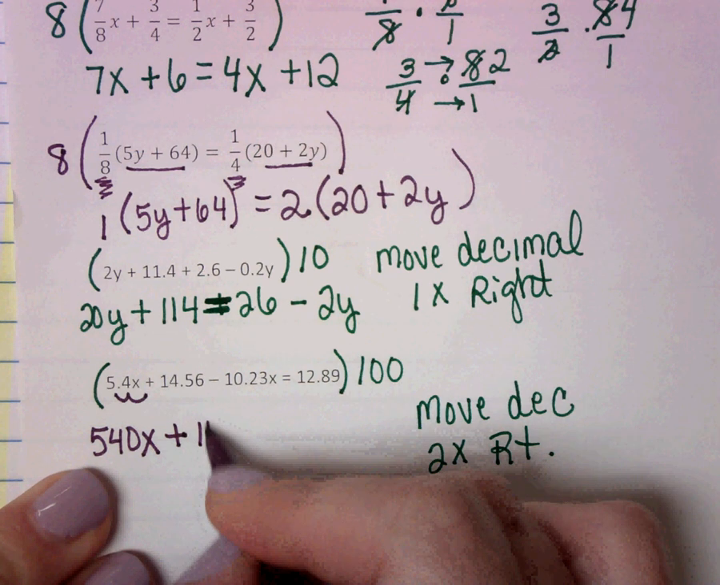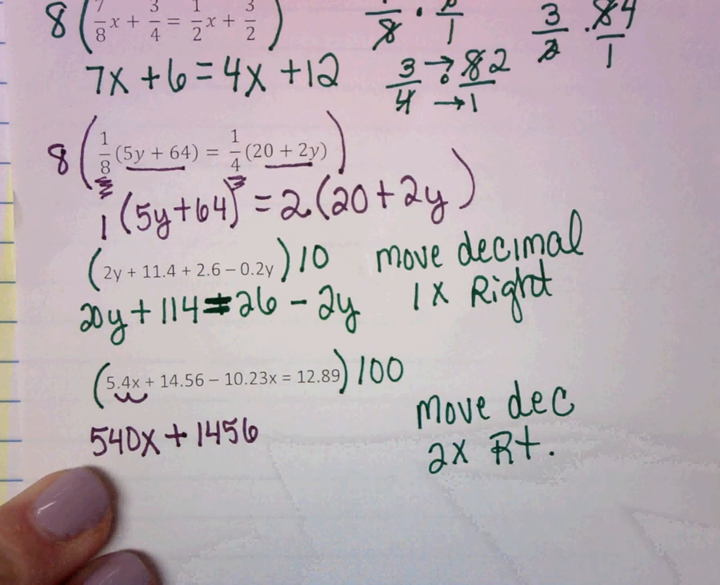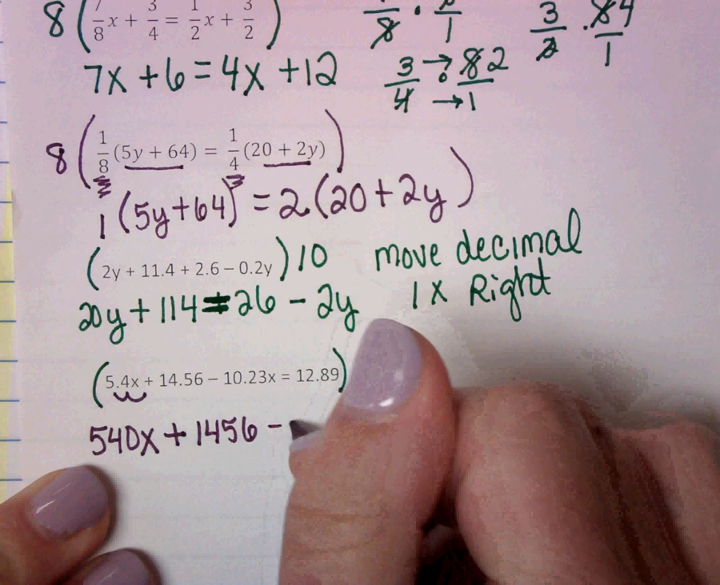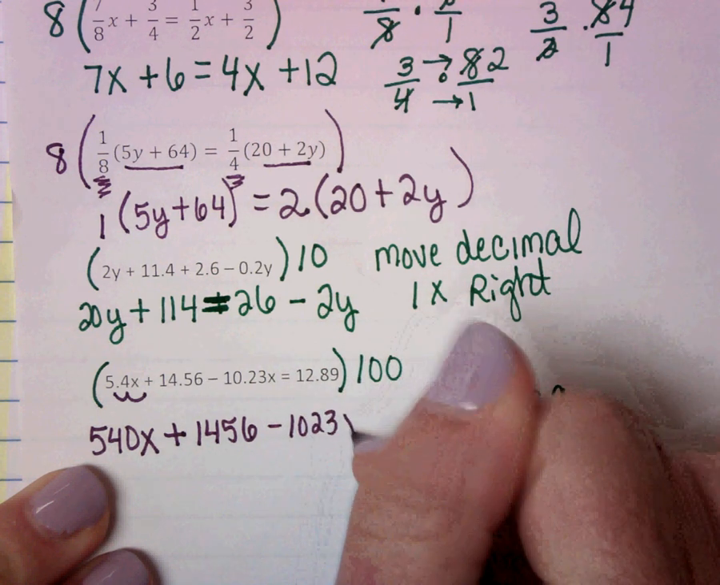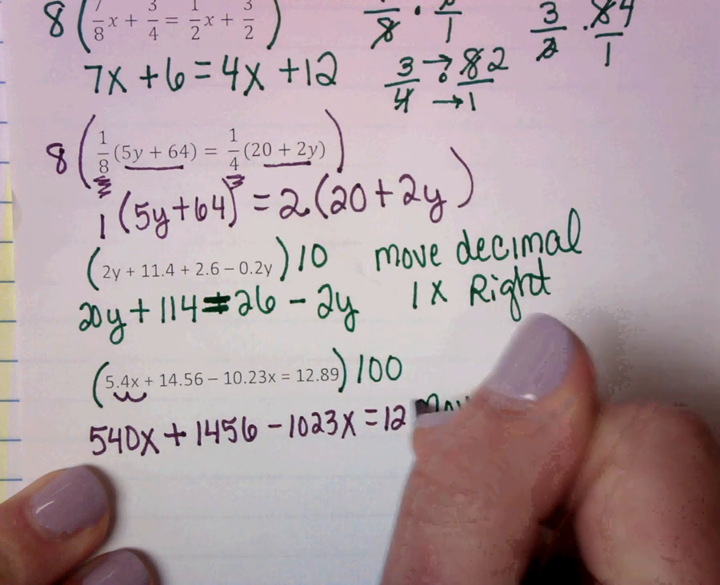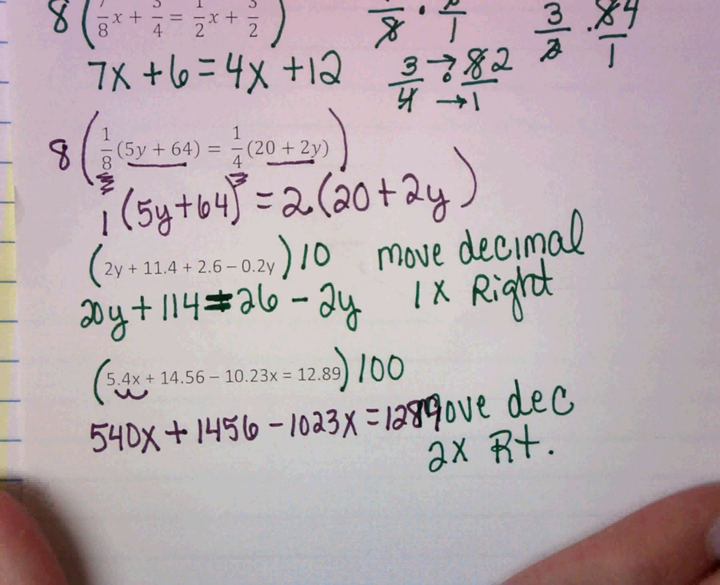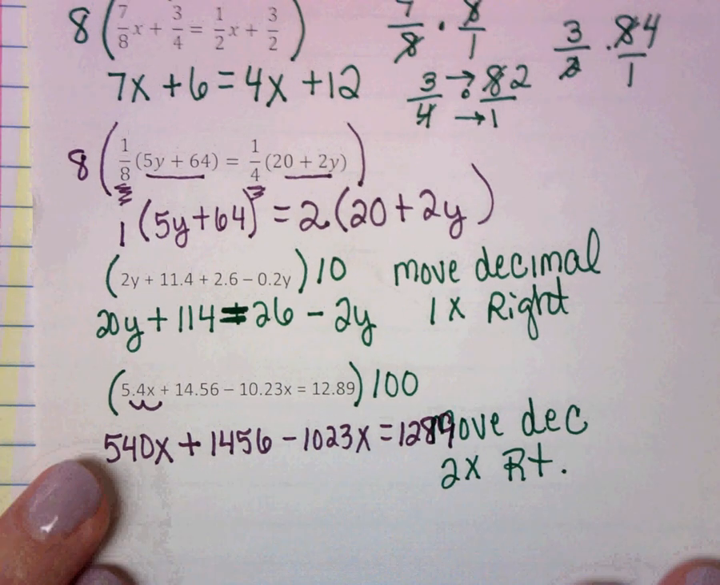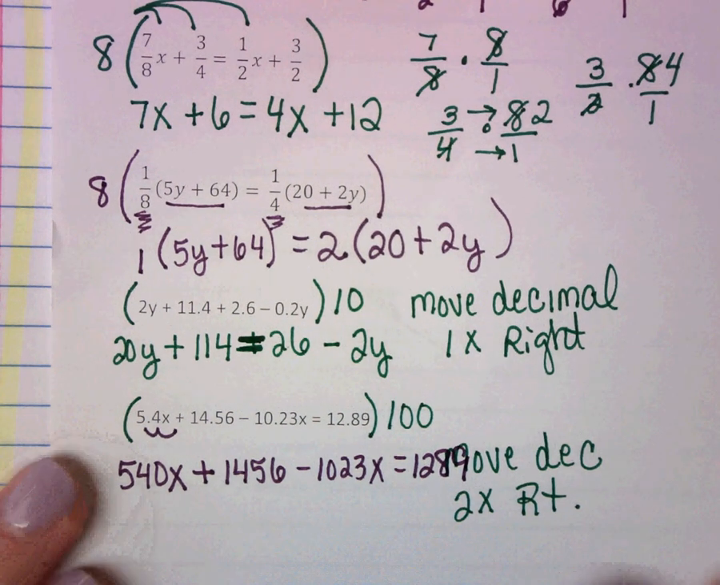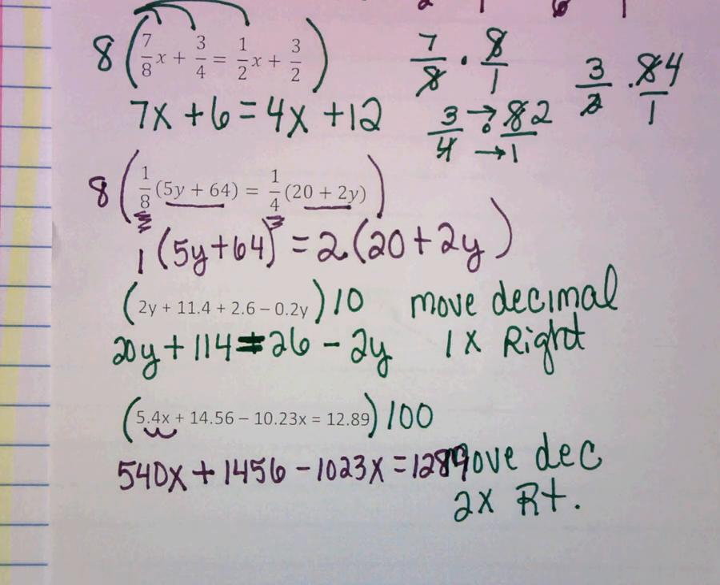Plus 1,456 minus 1,023x equals 1,289. Okay? We will pick up with this in class. Please write down any questions you might have and make sure your notes are complete.